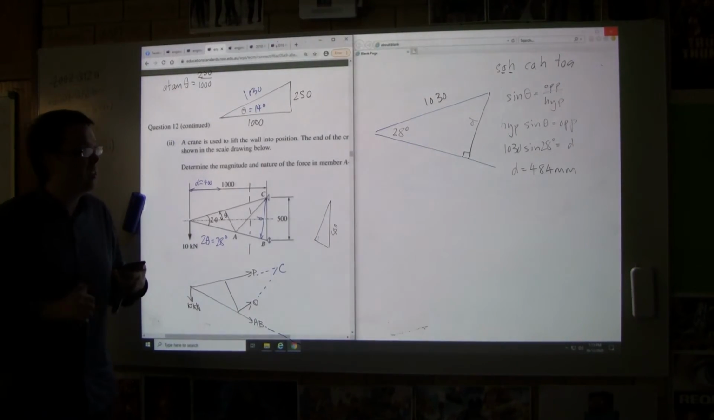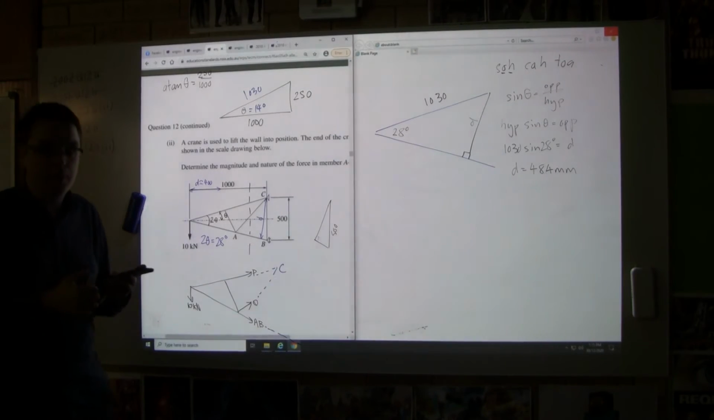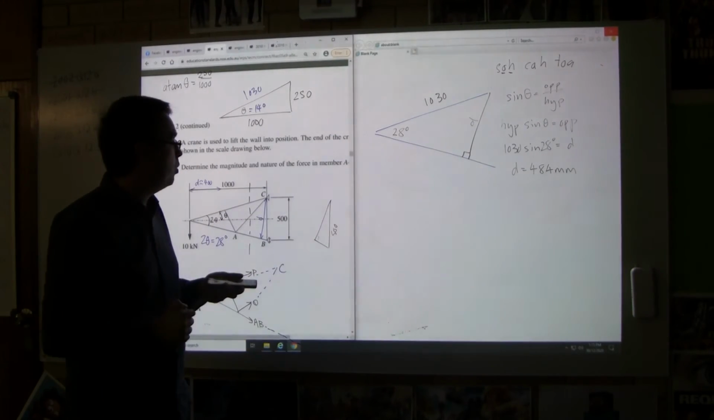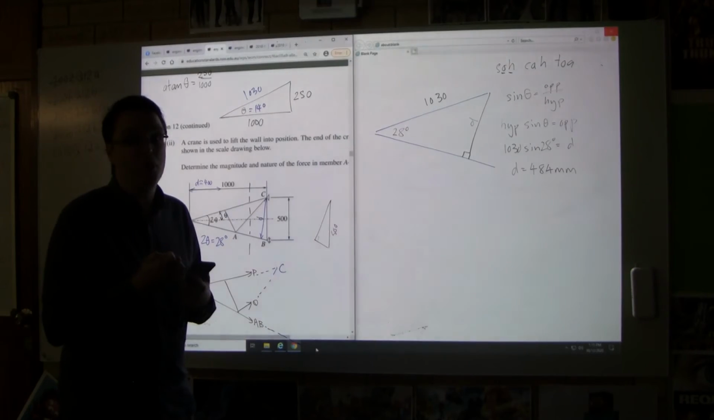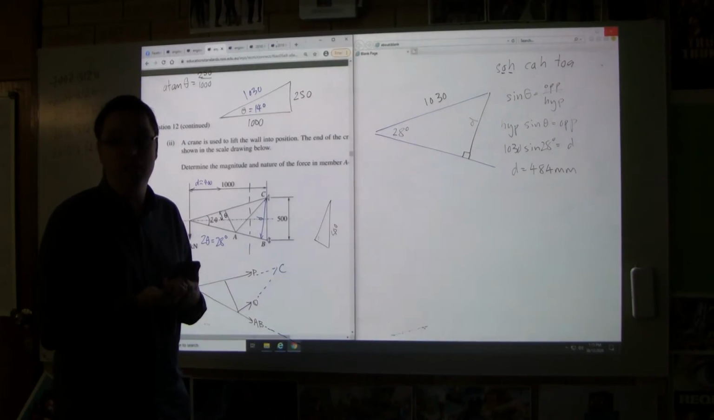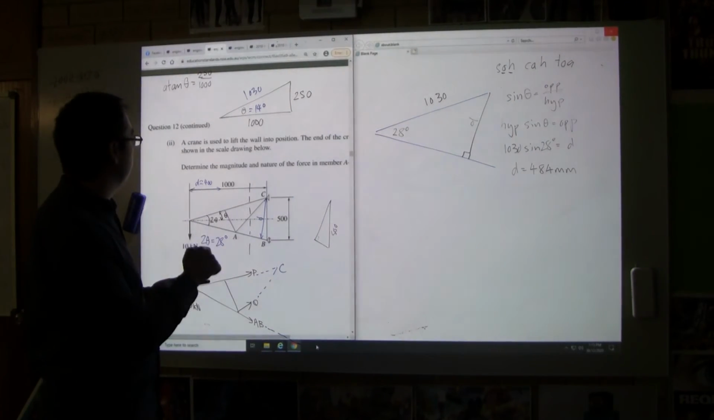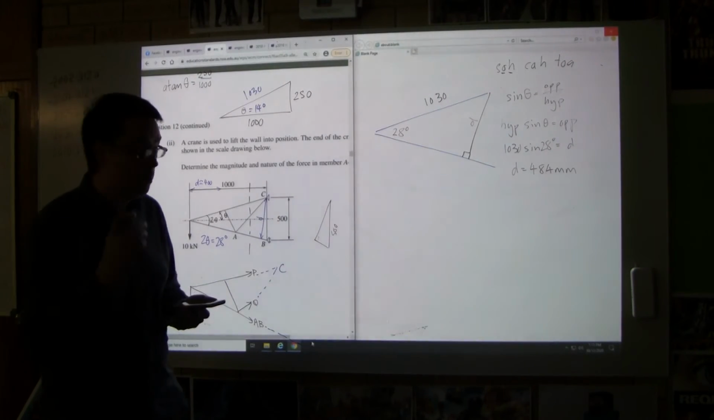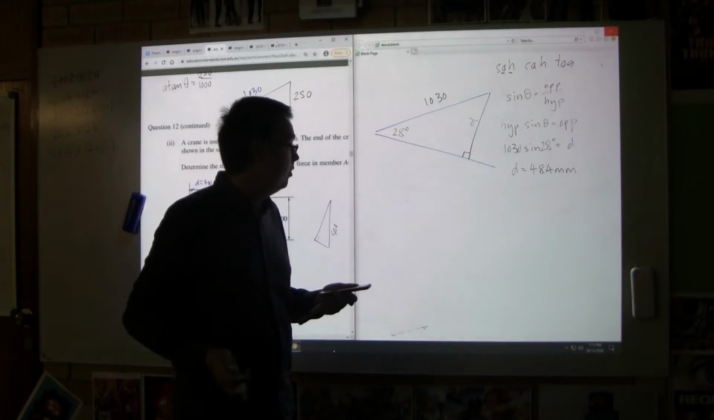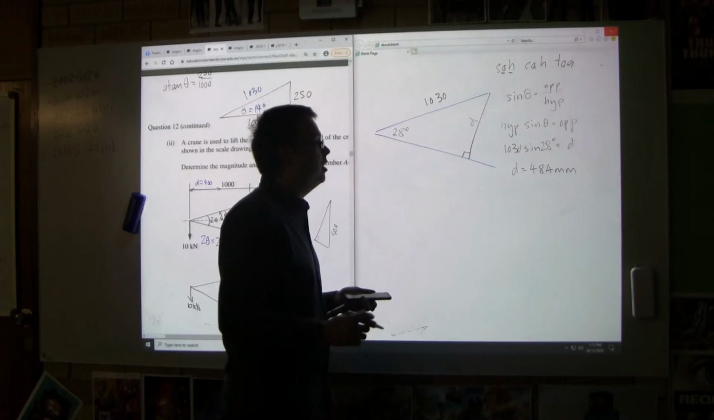Now, if you'd used a scale drawing, if I gave you this question in my test, I'm probably going to be okay with that, even if it's massively out. 400 would have been too small, but if anything more than 450, I'm going to give that to you. That's within 10%.